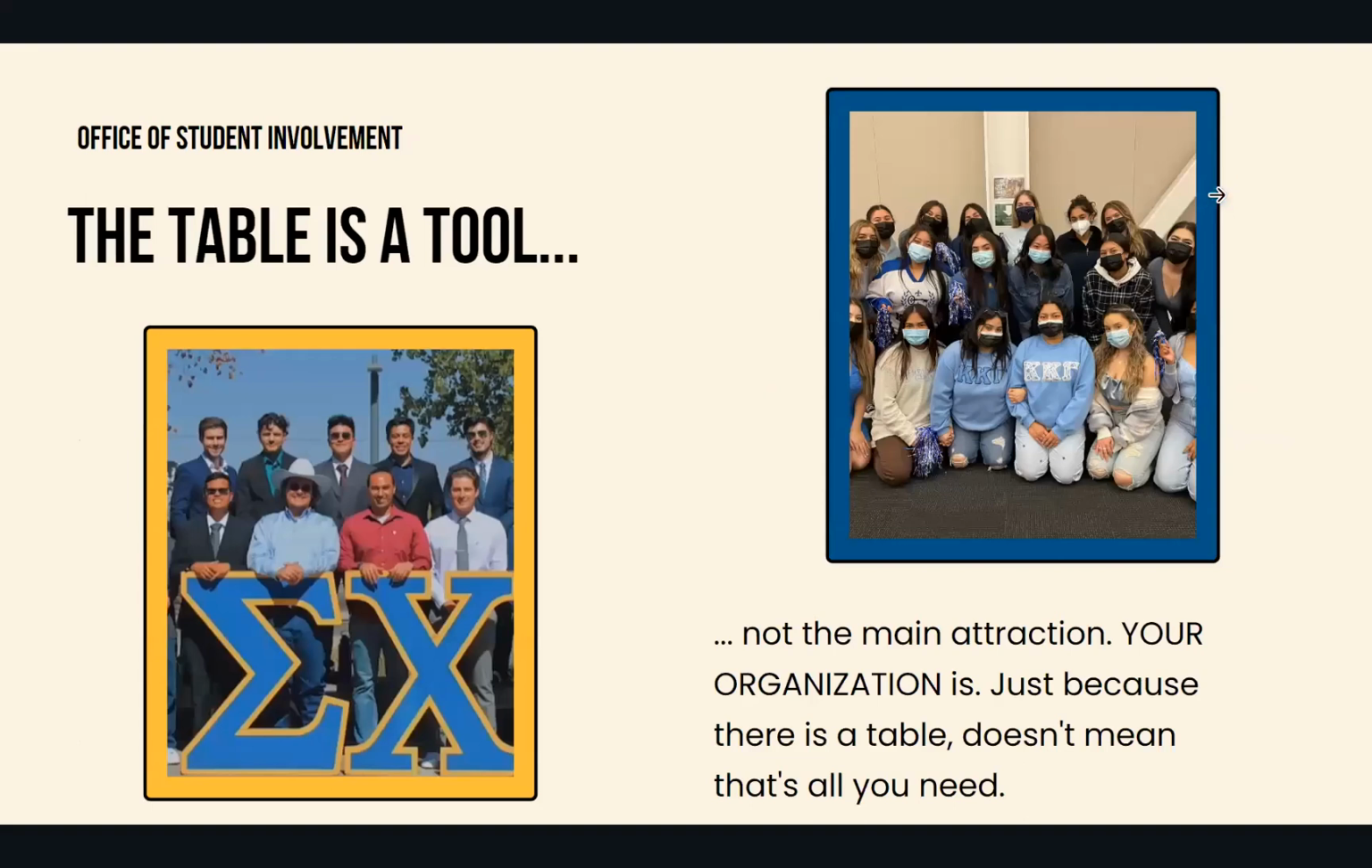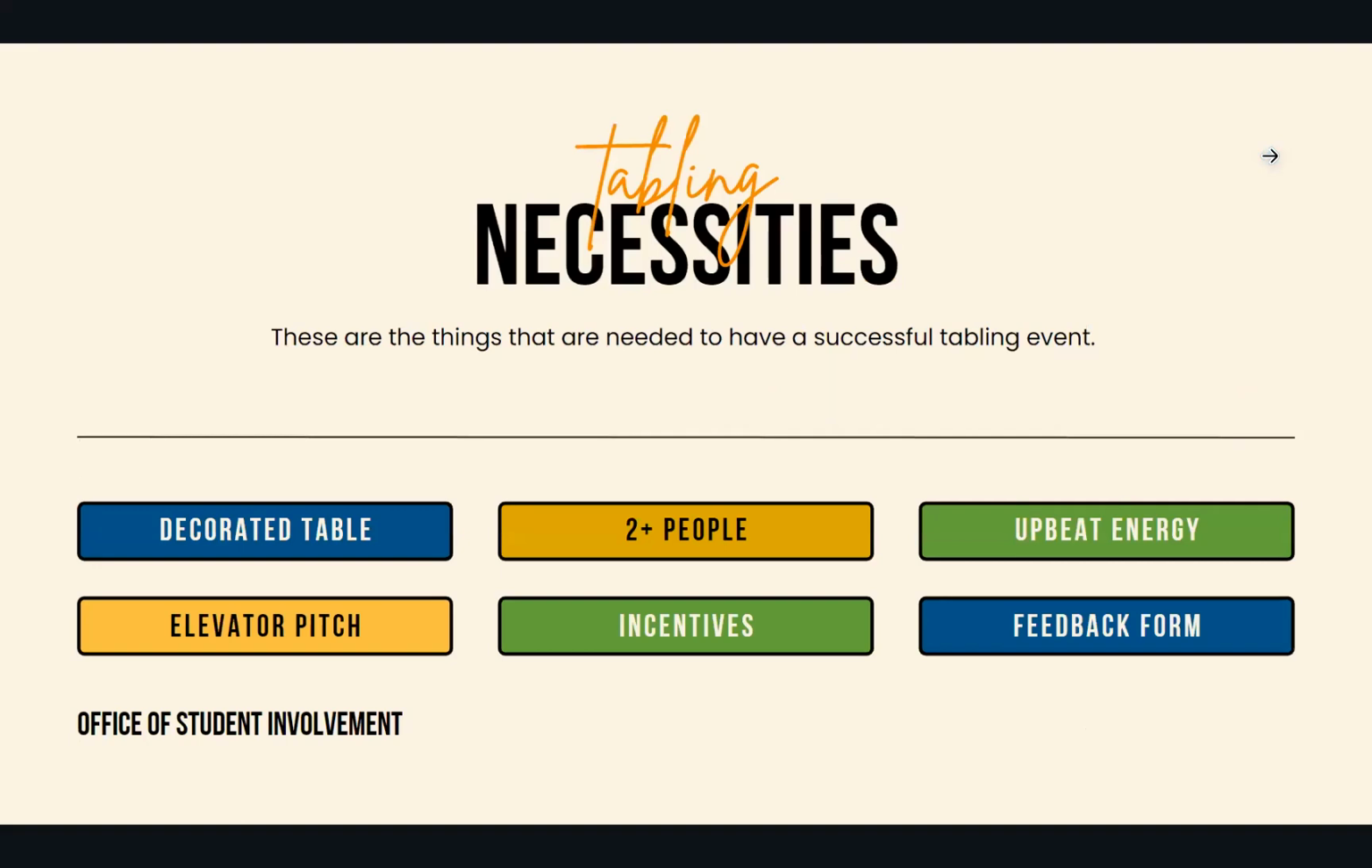Keep in mind that the table is a tool, not the main attraction. The main attraction is your organization. So just because there's a table doesn't mean that's all you need. So here are some other things that are needed to have a successful tabling event. We recommend having a decorated table, 2 or more people with an upbeat energy, an elevator pitch, some incentives, and a feedback form.